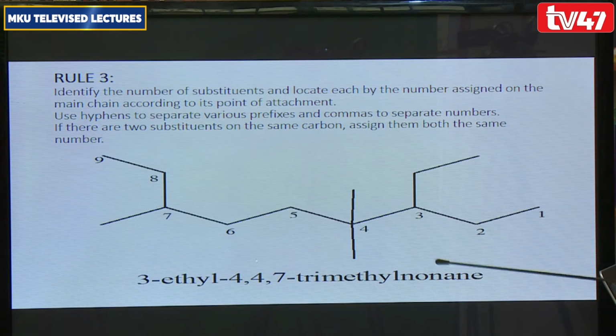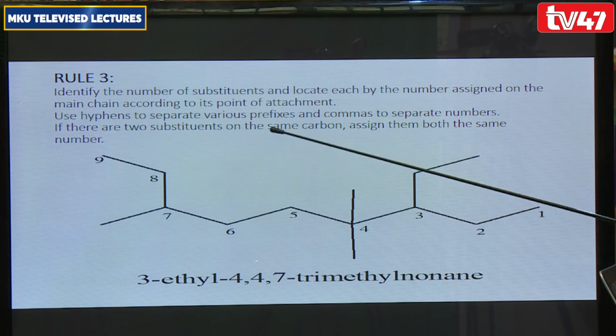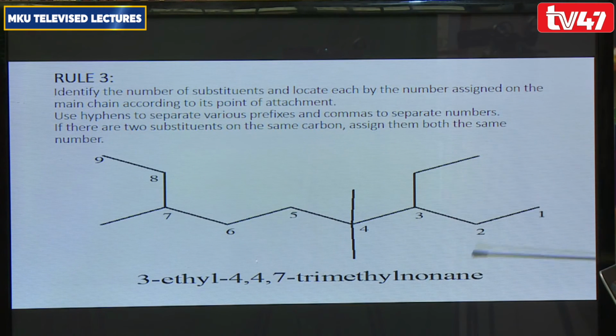Now, this becomes counting in a manner that gives the smallest sum. When you are counting to give the numbers, the counting should be in a manner that gives the smallest sum. So the smallest sum would be where we count from this side. So it is 3 with an ethyl, 4 with 2 methyl groups, and position 7 with a methyl group. So it is a trimethyl and an ethyl. We give the preference to ethyl because E comes before M. So this one becomes 3-ethyl-4,7-trimethylnonane.